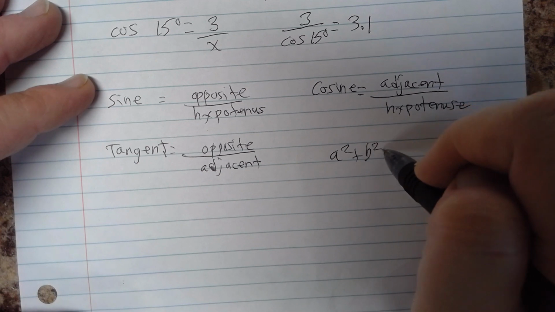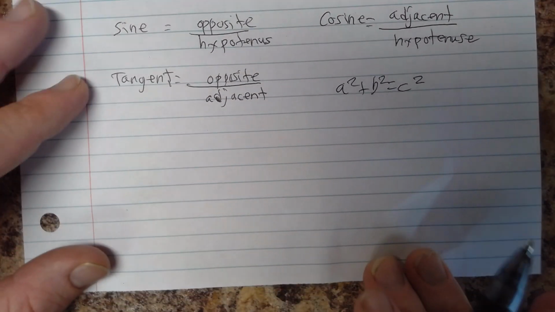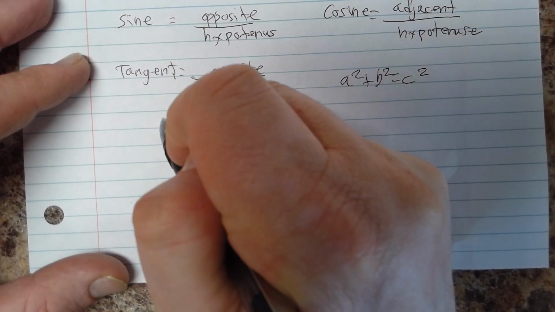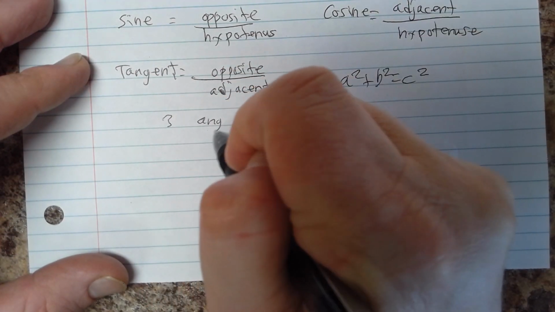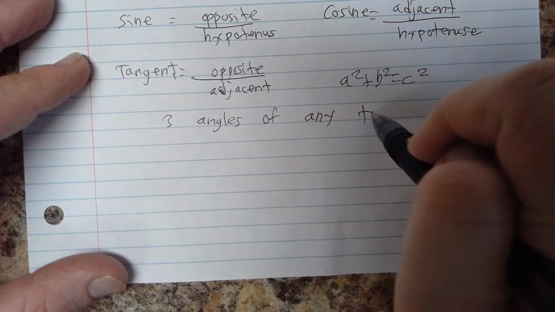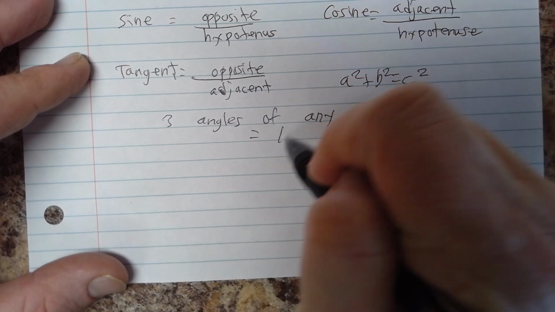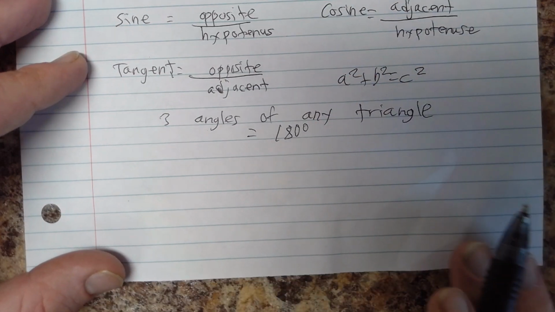And a squared plus b squared equals c squared, that we've been using for a couple of years now. And of course, the three angles of any triangle, not just a right triangle, any triangle, equal 180 degrees.